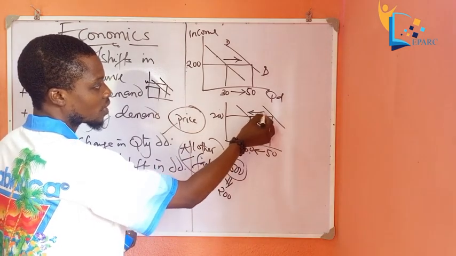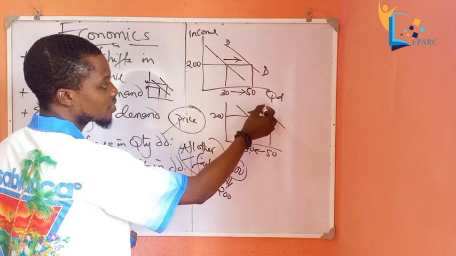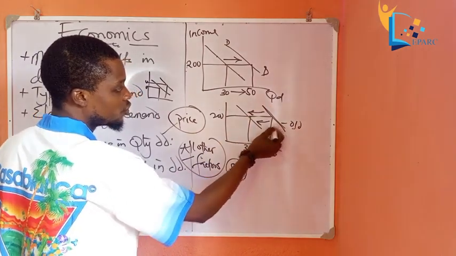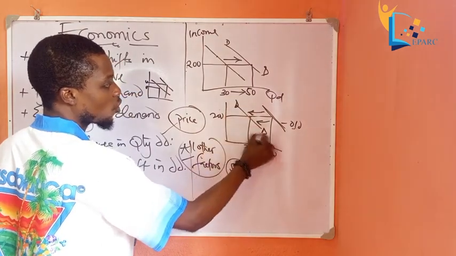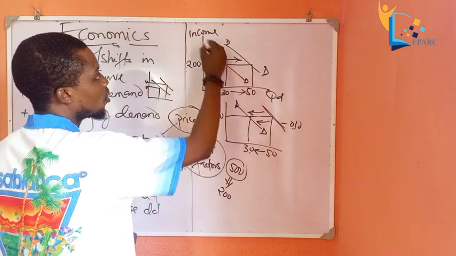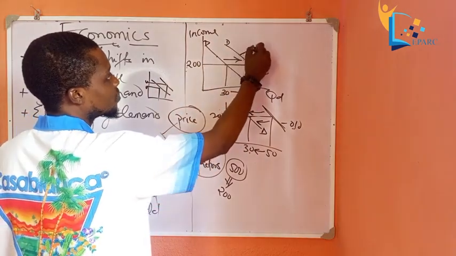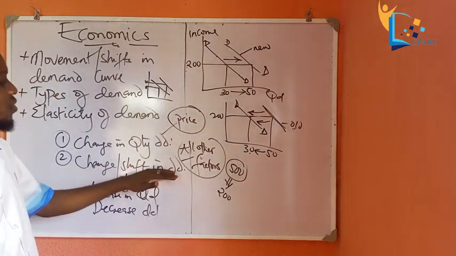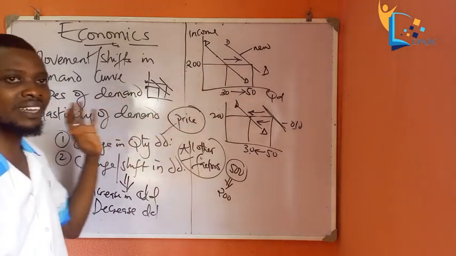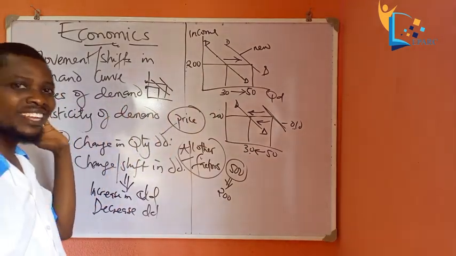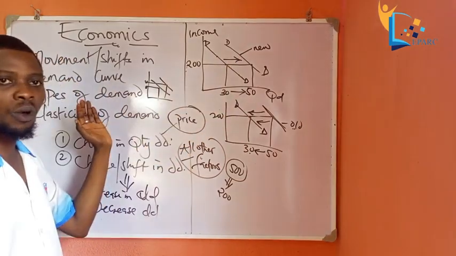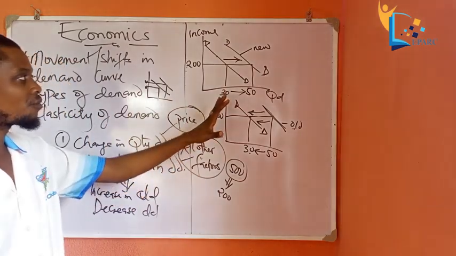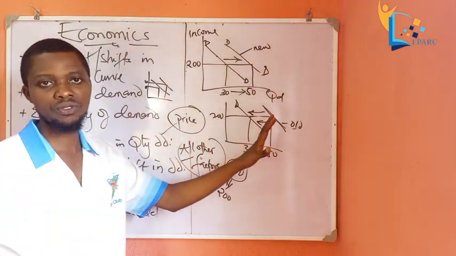So this is what our curve will look like. From this, this is our old curve. So this is the new one now. This is the new curve. This is the old curve. Now this is the new one. So change or shift in demand is the movement of demand to an entirely new position. Unlike the other one, which was still on the same line, this one is an entirely new position, forming a new demand curve.